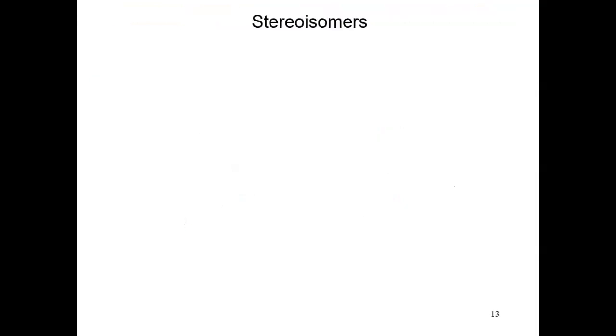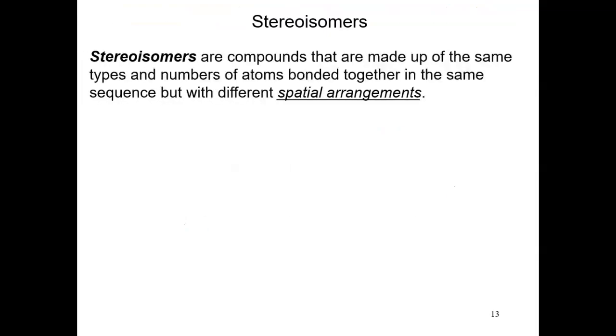Okay, so let's talk about the other category. This is what we call stereoisomers. Remember that we studied this in our organic chemistry. We said that a stereoisomer, these are compounds that are made up of the same types and numbers of atoms. They're bonded together in the same sequence. In other words, the atom-to-atom connections are the same, but they have different spatial arrangements.